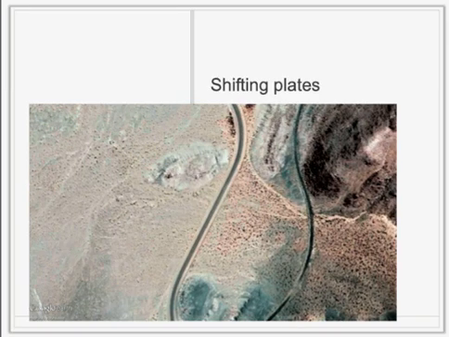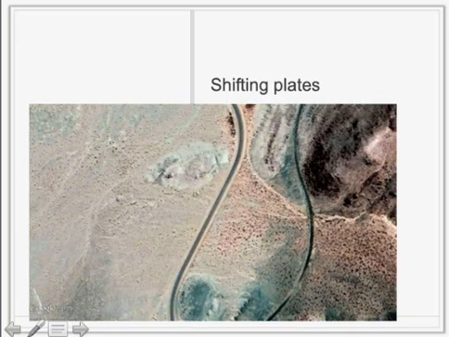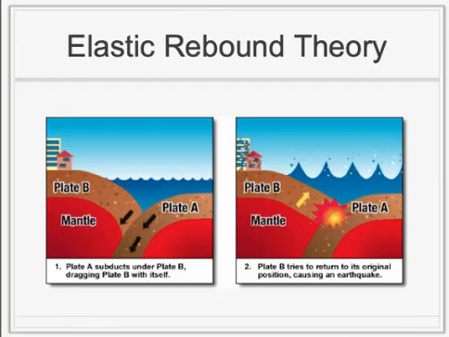There is a fault line in this GIF, and you can clearly see how the road shifts from its original pathway along this line. Here's another picture that shows the same thing. As plate A subducts or moves under plate B, it pulls plate B along with it, putting strain on this one. Eventually, that strain overcomes the friction and plate B snaps back to its original shape.